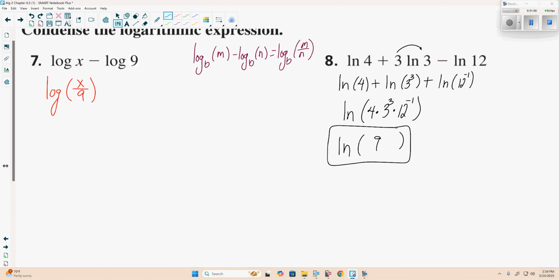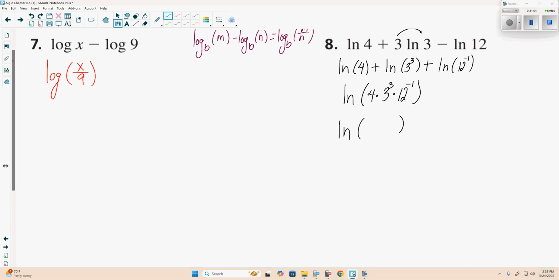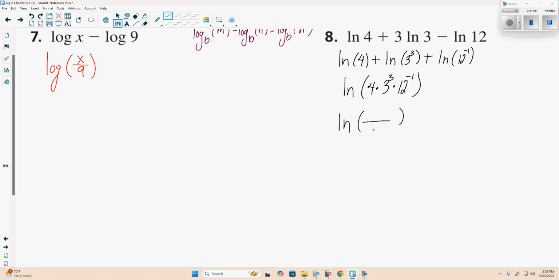Because really all this is saying, and I'll write it out, is that 12 to the negative first would go on bottom, giving us 4 times 3 cubed over 12, yes? 3 cubed tells us we just have 3 multiplied by itself 3 times, yes? So really we have 4 times 3 times 3 times 3.